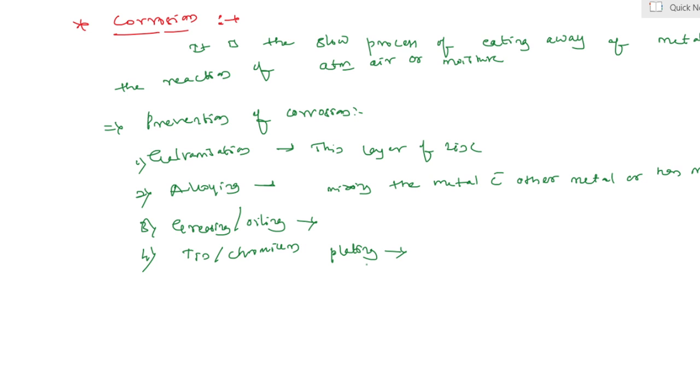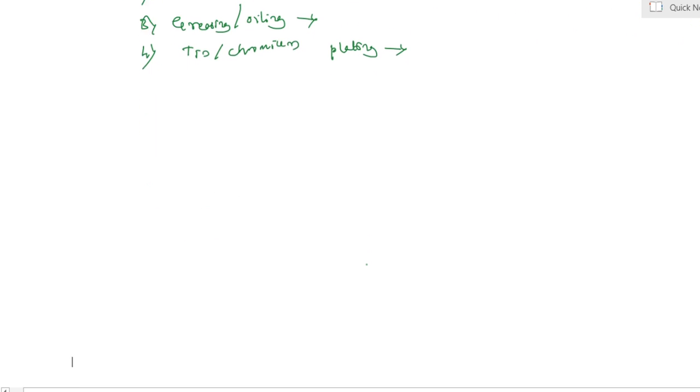What layers are coated on the surface of what? Iron as well as steel. That is nothing but what? Tin coating as well as chromium plating. Let us see the last point. Our last discussion point, alloys.